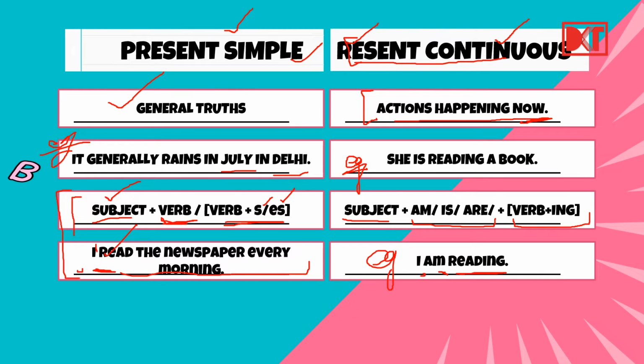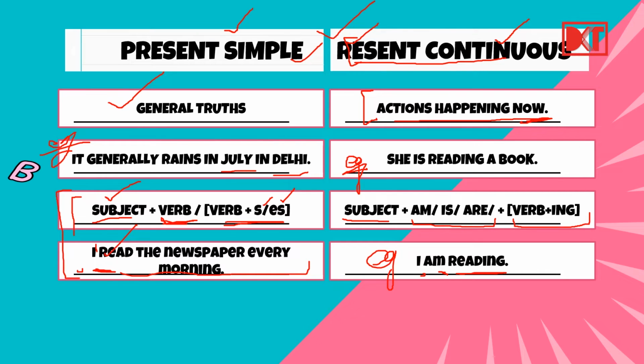Alright. So एक basic overview हमने slide में क्या सीखा कि present simple हम use करते हैं when we talk about general truths, कोई obvious facts जैसे generally rains in July in Delhi, या फिर it is generally cold in December in India.